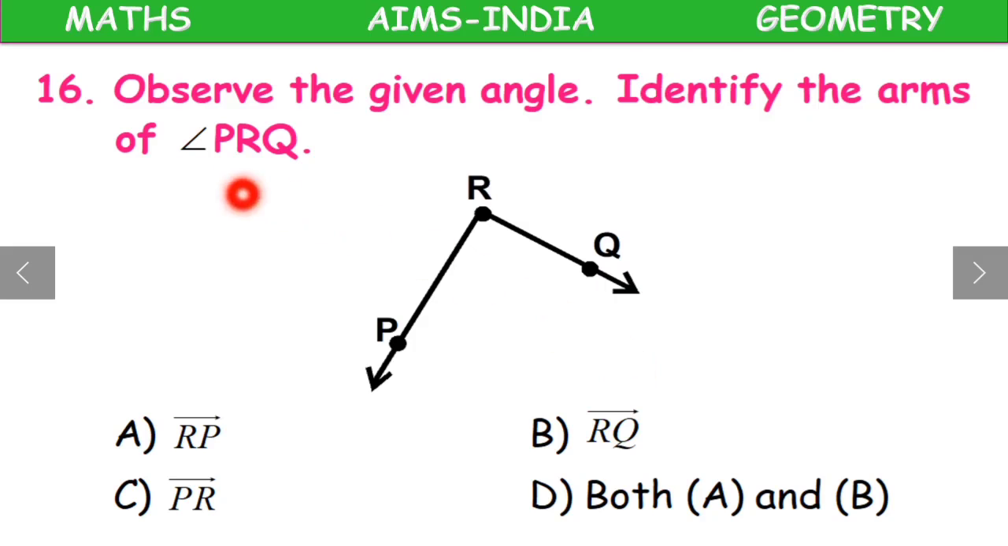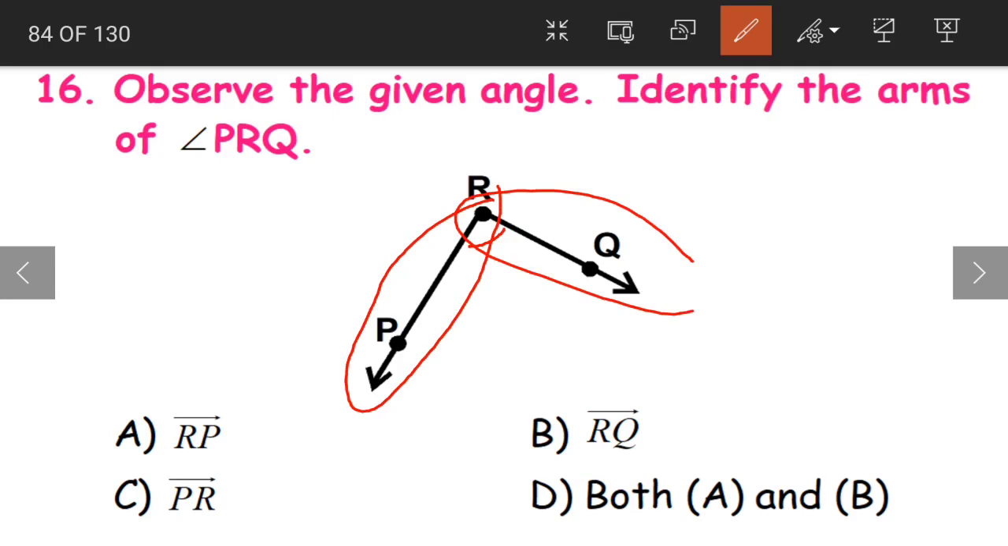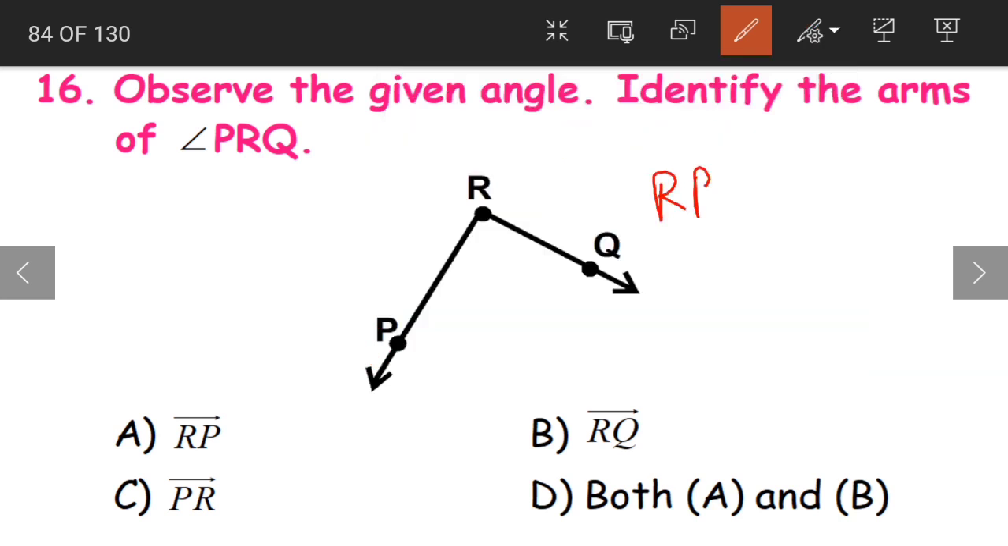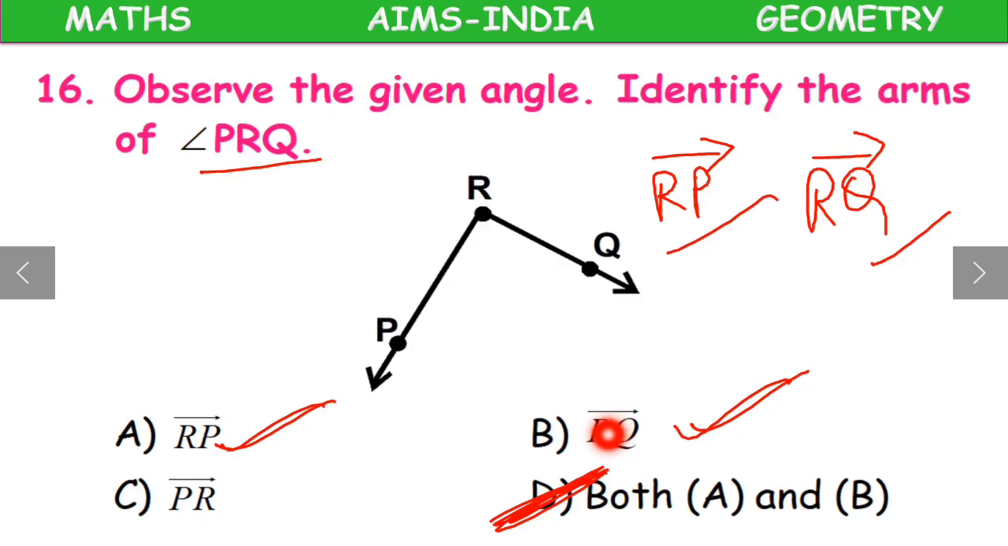Question 16. Observe the given angle. Identify the arms of angle PRQ. This is our angle PRQ. So what are the arms? Arms are the rays. So what are the rays here? Ray RP and then ray RQ. Don't forget to put the ray symbol. So what are the arms of our angle PRQ? Ray RP and ray RQ. So option A and option B, both. That is nothing but our D.